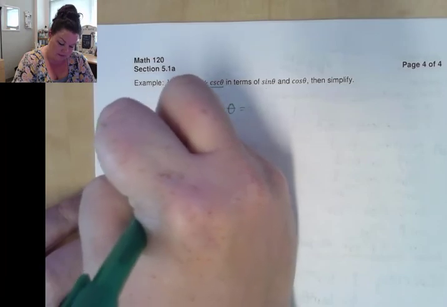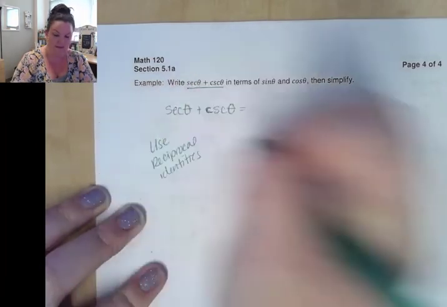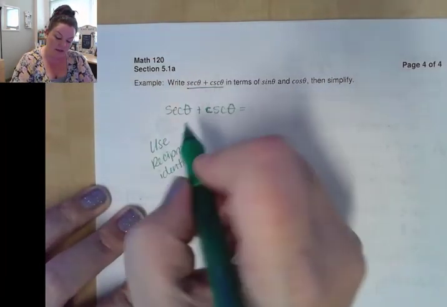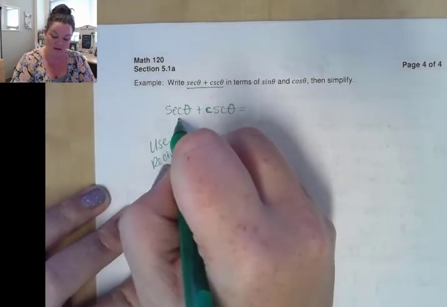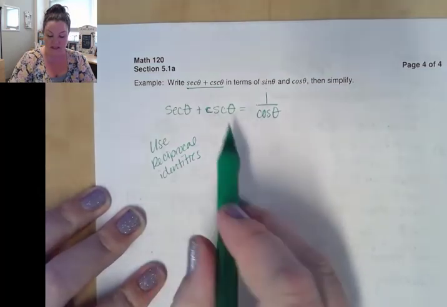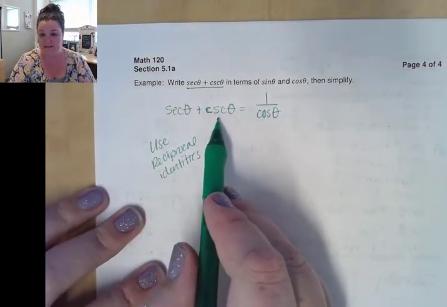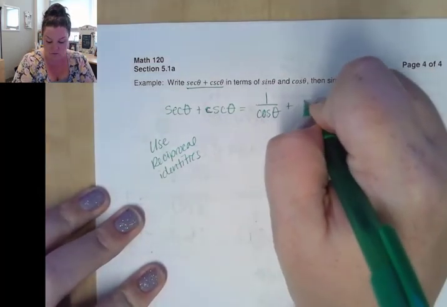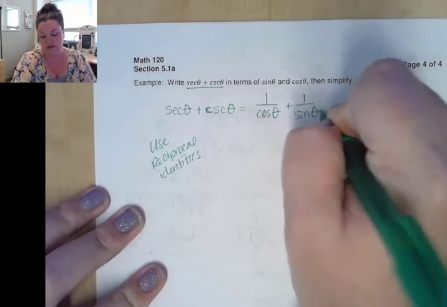Reciprocal identities. Okay? So we know that this one is related to cosine. We could write that as 1 over cosine theta. And cosecant is related to sine, right? We could write that as 1 over sine theta.